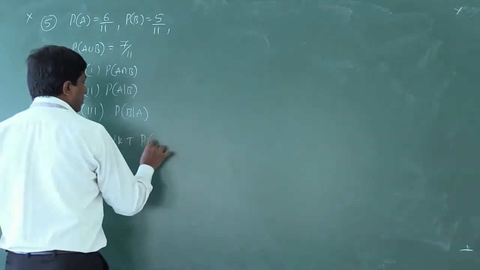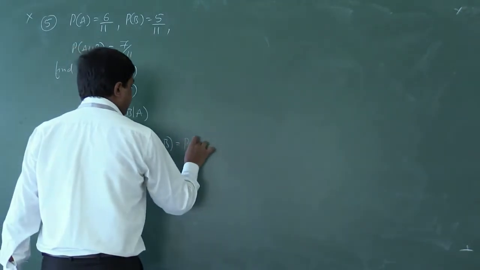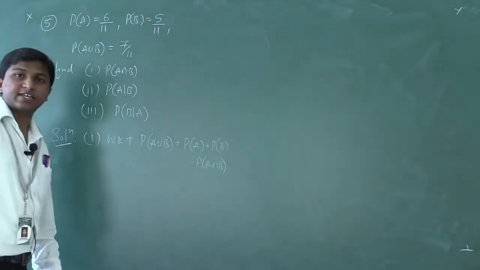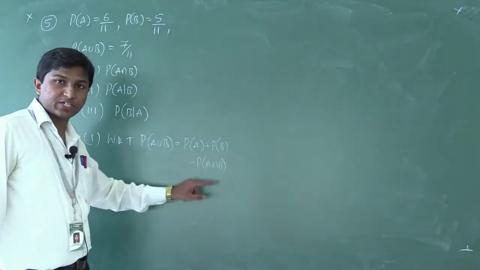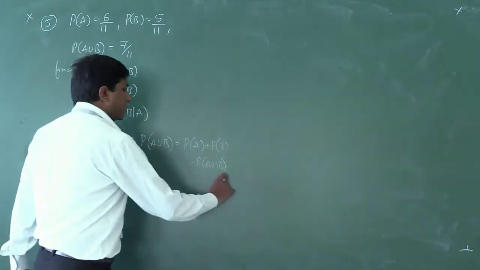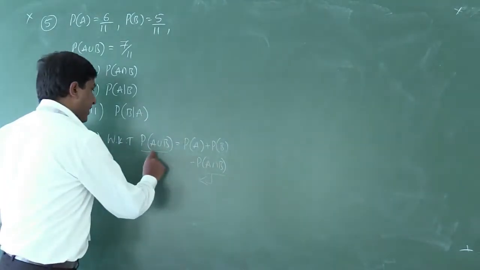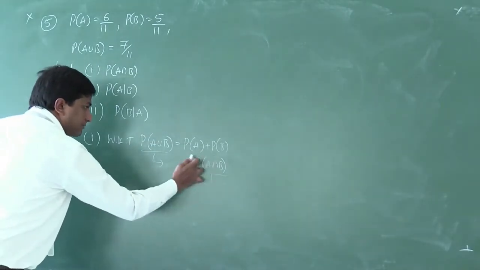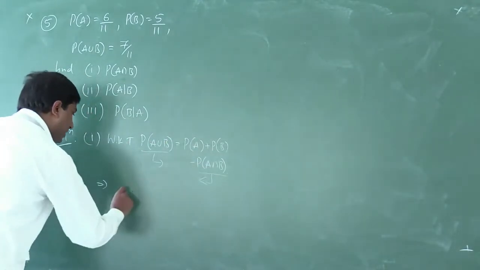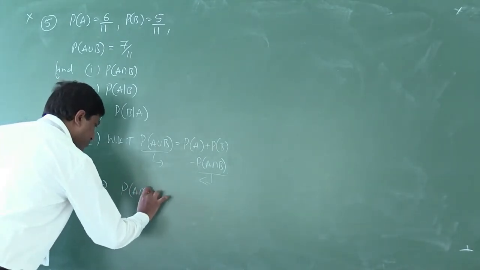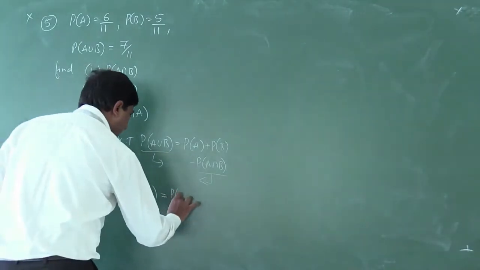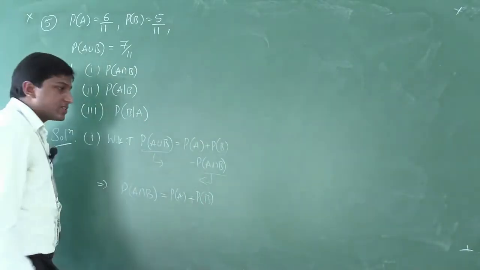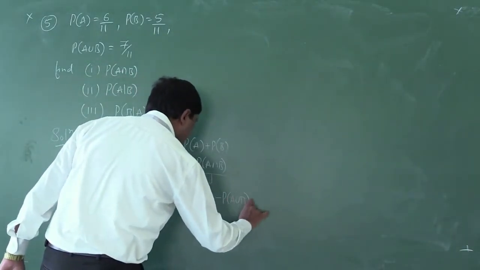We know that P of A union B equals P of A plus P of B minus P of A intersection B. But we want the value of P of A intersection B. So rearranging this formula, we will take minus P of A intersection B to the LHS and P of A union B to the RHS. What happens to this result then? Minus P of A intersection B, when it comes to the LHS, becomes plus P of A intersection B equals P of A as it is plus P of B as it is, and P of A union B, when it goes to the other side, becomes minus P of A union B.